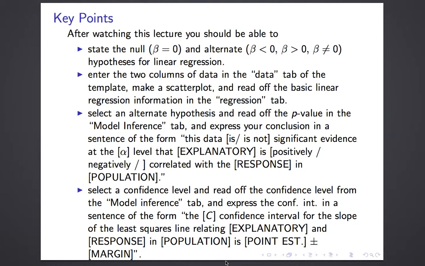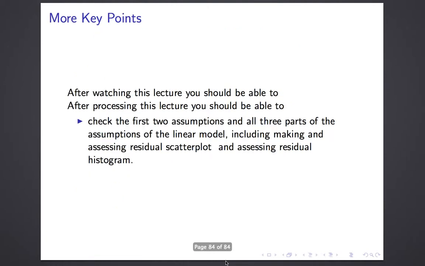And you should be able to select a confidence level and read off the confidence interval from the Model Inference tab and express it in a sentence of the form, the C confidence interval for the slope of the least squares line relating explanatory variable and response variable in the population is point estimate plus or minus margin of error. And finally, oops, there's a little typo there, only the second line is relevant. After processing this lecture, you should be able to check the first two assumptions and all three parts of the last assumption of the linear model, including making and assessing a residual scatter plot and assessing the residual histogram.